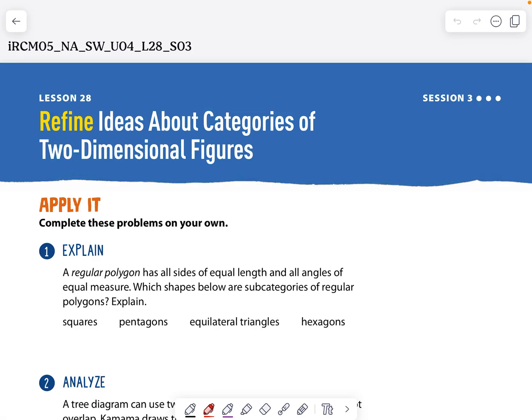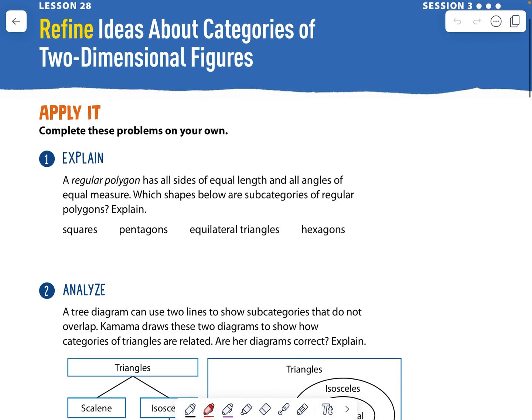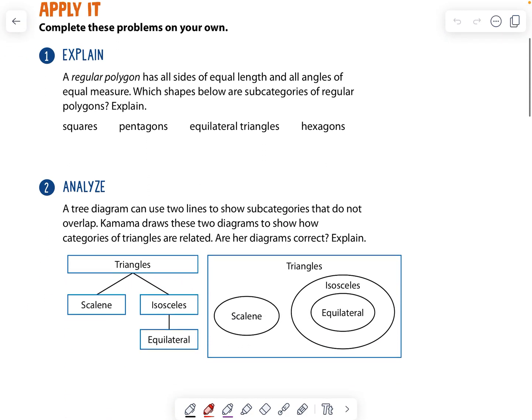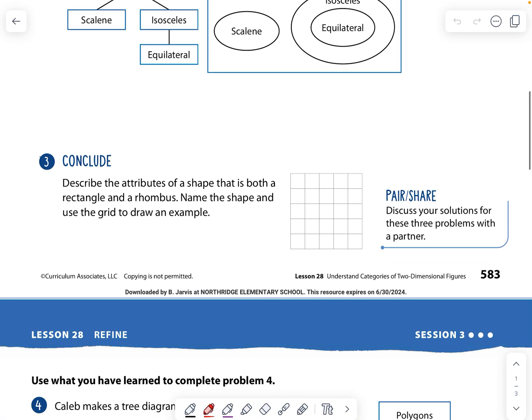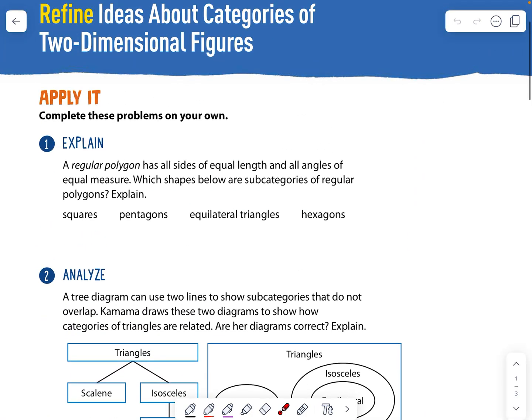Hello, fifth graders. This is our Tuesday's math lesson about categories of two-dimensional figures. Okay, you're going to want to get onto page 583 and follow along. Please write down these things. Remember, you can go back and rewatch this video, press pause, whatever you need.